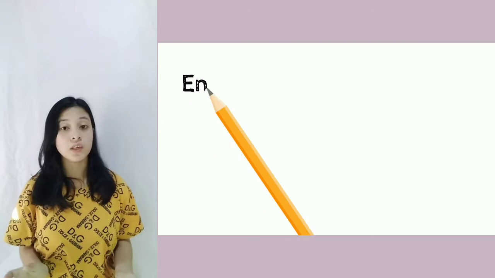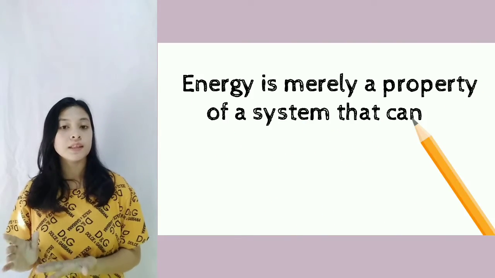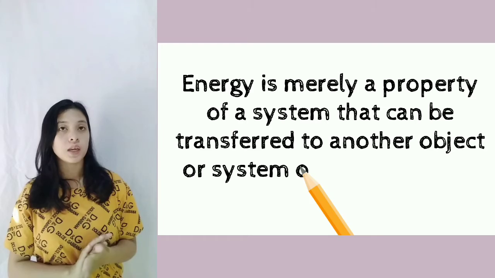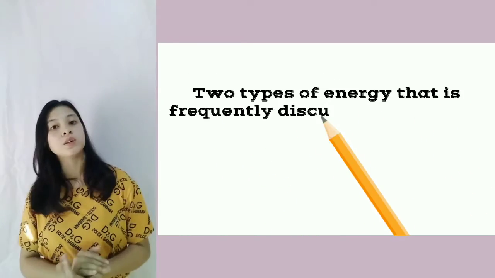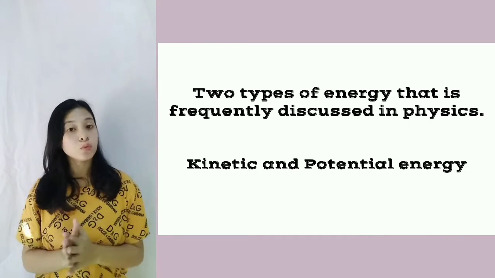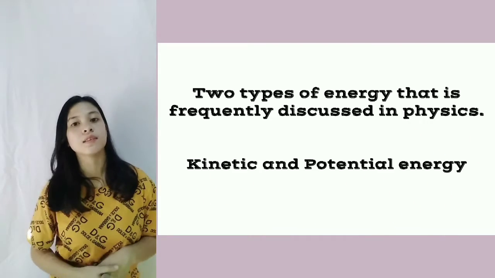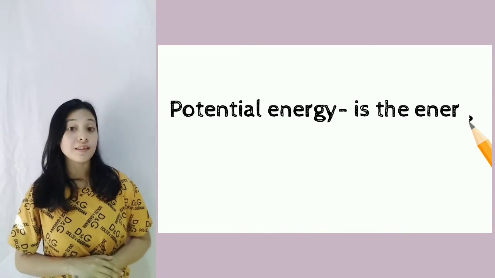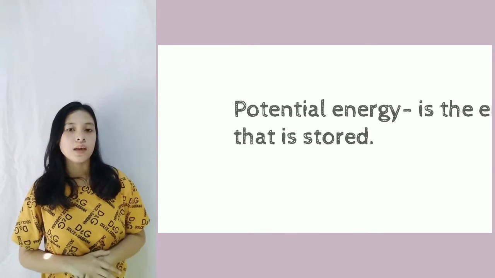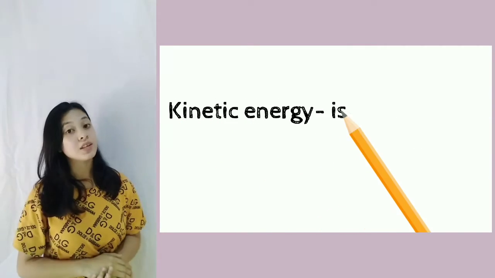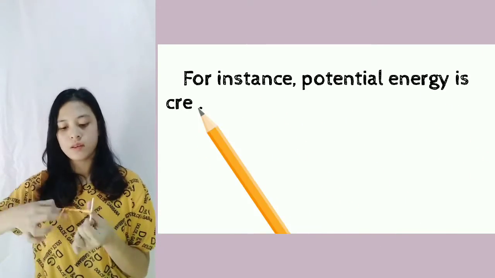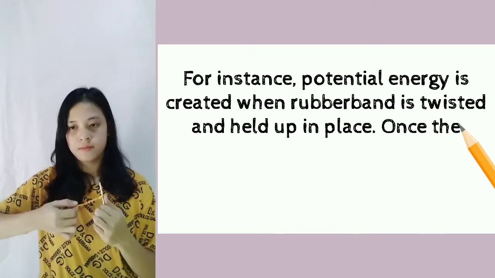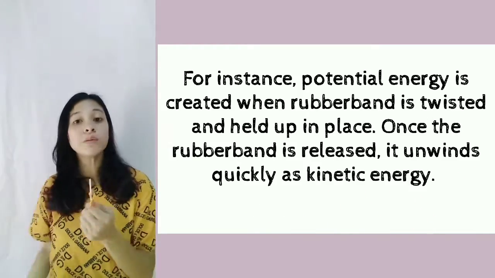Now, when we say energy, this is merely a property of a system that can be transferred to another system by means of work. And there are different types of energy. There's chemical energy, elastic energy, and the two types that are often discussed in physics are potential and kinetic energy. Potential energy is the energy that is being stored, and kinetic energy is the energy that is in motion. An example of potential energy is a rubber band twisted up and held in place. Once the rubber band is released, it unwinds quickly as kinetic energy.